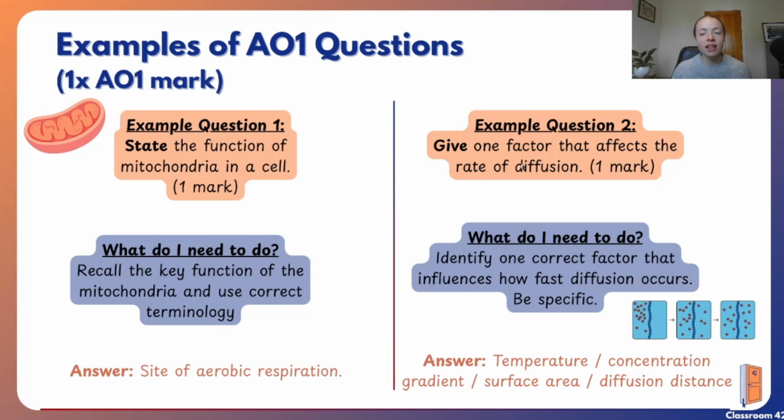And for this question 2, give one factor that affects the rate of diffusion. For this question, you need to identify one correct factor that influences how fast diffusion occurs and make sure you're very specific. So you've got a couple of different answers you could have here. You could have temperature, concentration gradient, surface area, or diffusion distance. And as you can see, these are just a couple of words or one word, one single phrase. You don't need to go into any more detail than that because you were just given one factor. You're not explaining it.